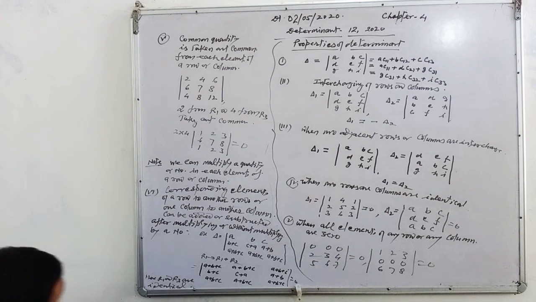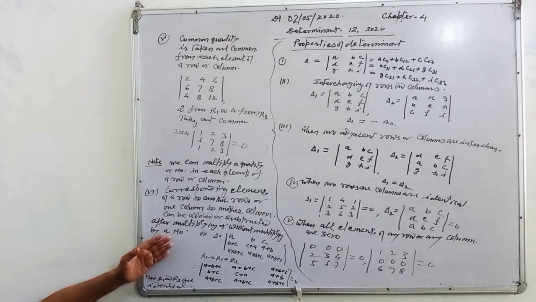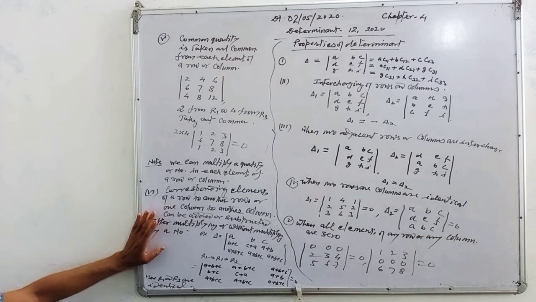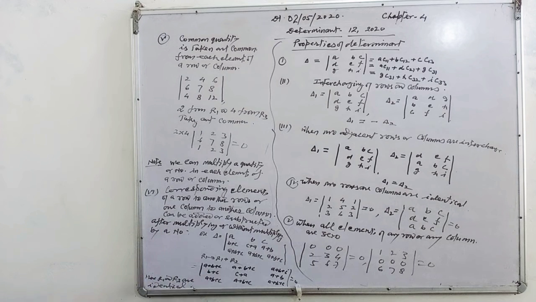Okay. Now the next property, and in many questions you can use this very important property. Corresponding elements of row to row, column to column can be added or subtracted, one row to another row, one column to another column. Their corresponding elements can be added or subtracted if it is necessary. Also, you can add after multiplying by any number or quantity to another row, or one column to another column. One example is given here.